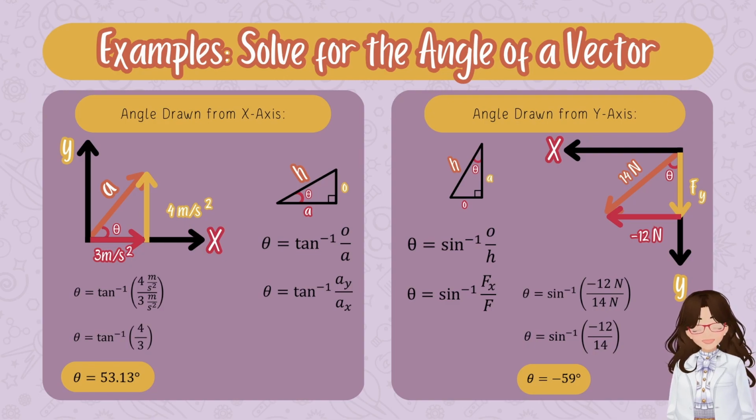Now you might be saying, what does the negative mean? Instead of drawing our reference angle to the right or counterclockwise, it actually means that we want to go the opposite direction, to go clockwise or to the left.